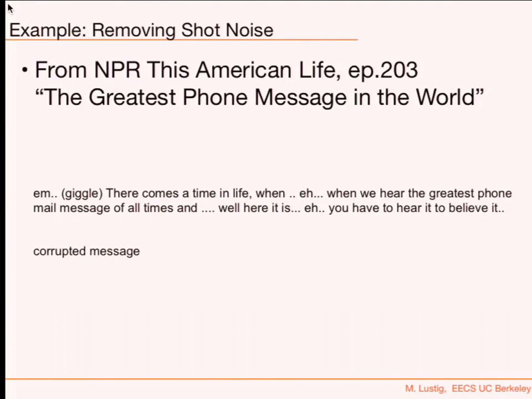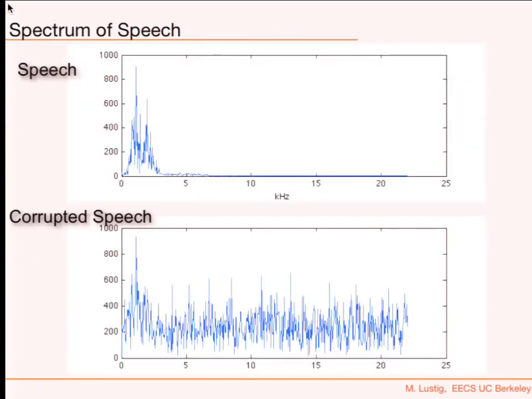So, what can we do in order to remove that shot noise? Trivial thing, right? Let's look at the spectrum of this. The spectrum of speech is somewhere between 2 kilohertz and 3.5 kilohertz. The one corrupted with shot noise is just impulses. Impulses everywhere, has lots of frequencies. So the spectrum of shot noise spreads out almost everywhere, right?